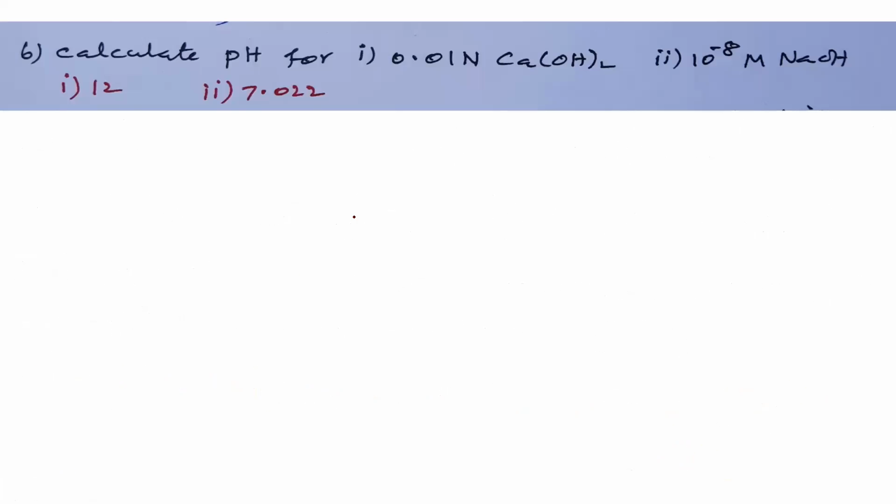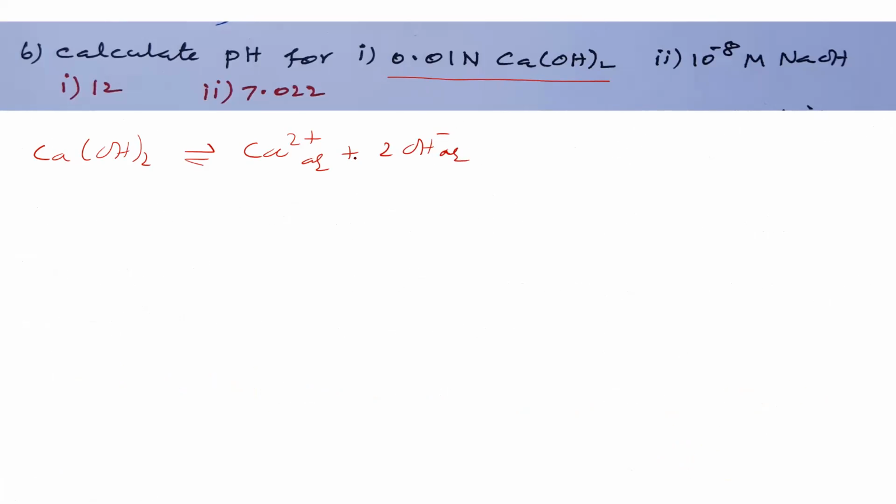Next sum we will take. Calculate the pH for 0.01 normal calcium hydroxide. Calcium hydroxide dissociates to give calcium ions and hydroxide ions.